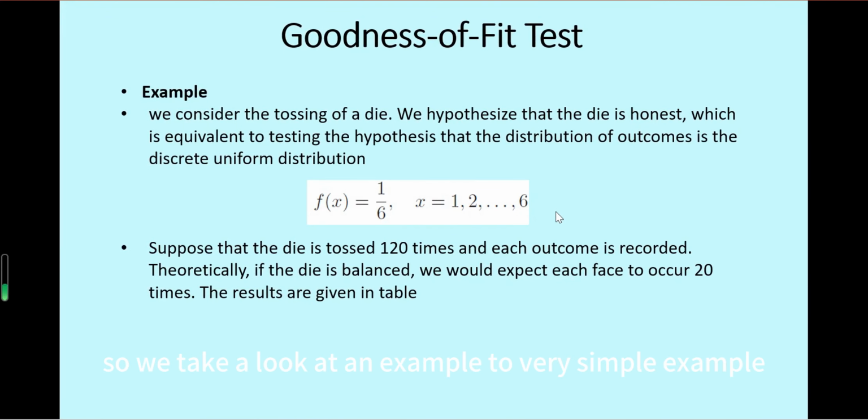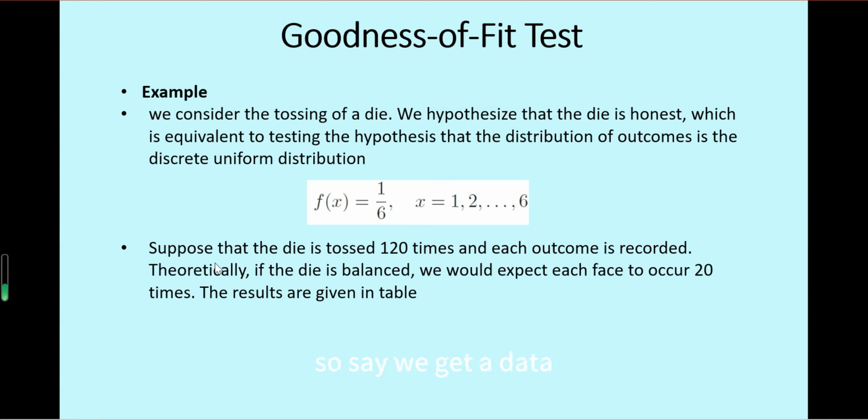So we take a look at a very simple example. We consider the tossing of a die. If we hypothesize that the die is honest, or say the die is fair for each side, which is equivalent to testing the hypothesis that the distribution of outcomes is the discrete uniform distribution f(x) equals 1/6, where x can be 1, 2, 3, 4, 5, 6. The die has 6 sides, right? For each side, there is the same frequency of occurring.